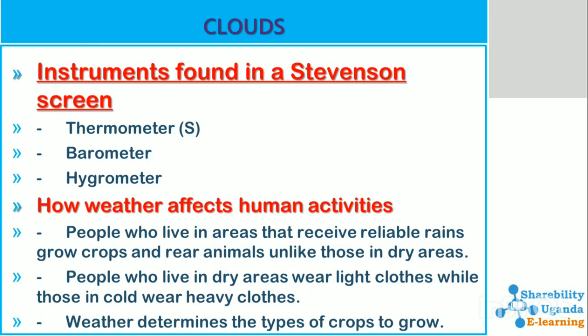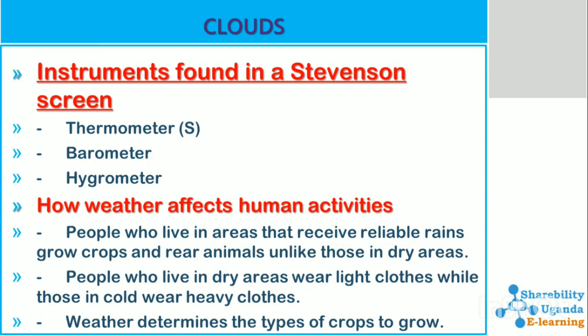And another example is people who live in hot areas wear light clothes, while those who live in cold areas wear heavy clothes. Like for example, when you see people who live around Mount Rwenzori in those areas of Kasese, southwestern Uganda, they are always clad in jackets, coats, sweaters, because the area is very cold throughout the day. Temperatures are very low. That's why they are always in heavy clothing.